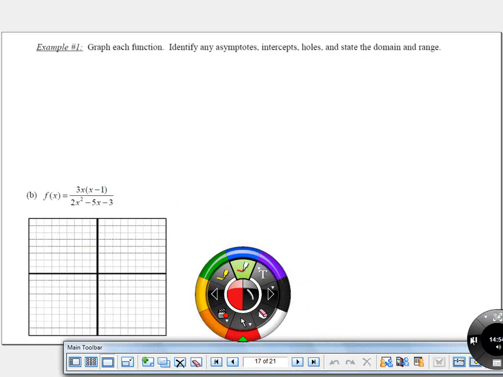Okay, so again, the first thing I want to do is factor it so that I can see what's going on with the function. Okay, so I have a lot of factors here. Nothing cancels. So again, what does that mean? That means that there are no holes. Then for vertical asymptotes, horizontal asymptotes, or oblique asymptotes.